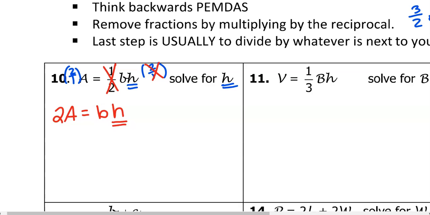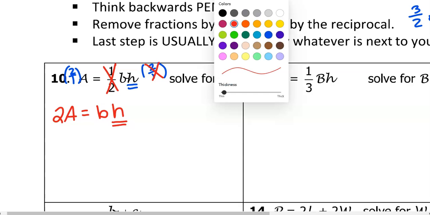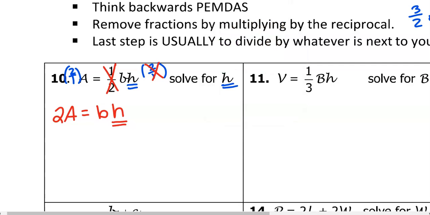So how do we get rid of my B? How is it attached to my H right now? Is it B times H, B divided by H, B plus H, or B minus H? Right now it's B times H. This is multiplication, so how do we take away multiplication? We divide. So we're going to divide both sides by B. So we have 2A divided by B equals H.